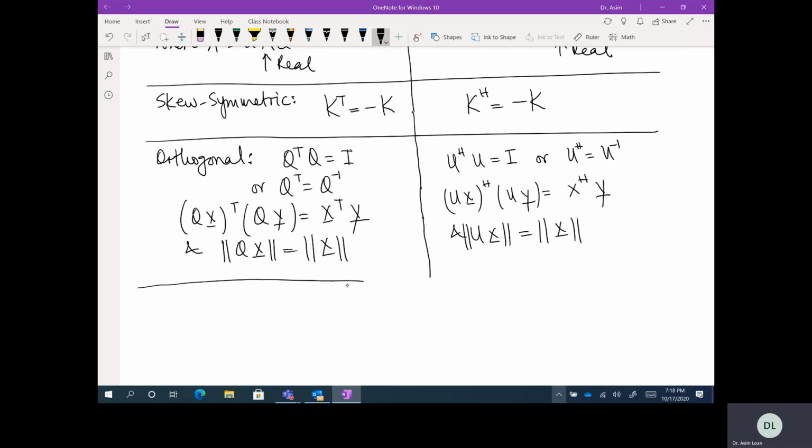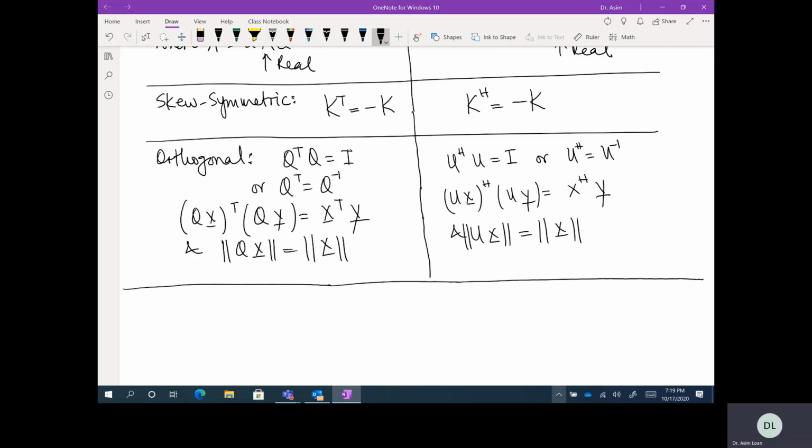So this is all we want to do regarding complex matrices. The thing is, instead of the symmetric matrix, we have the Hermitian matrix, and instead of the orthogonal matrix, we have the unitary matrix.